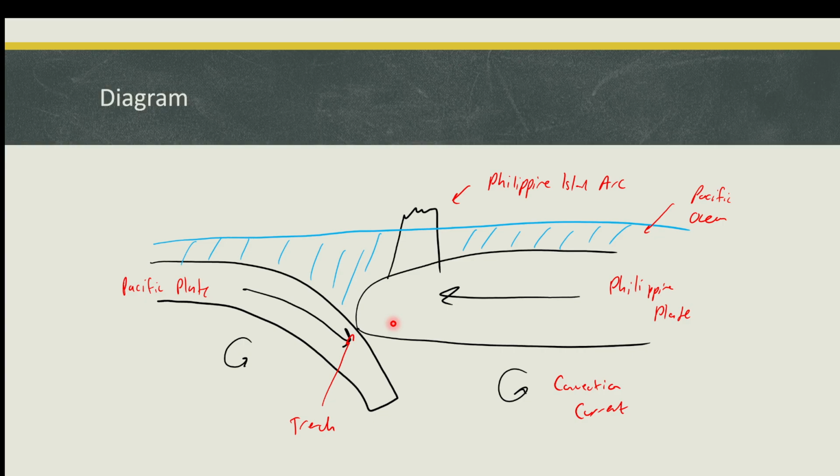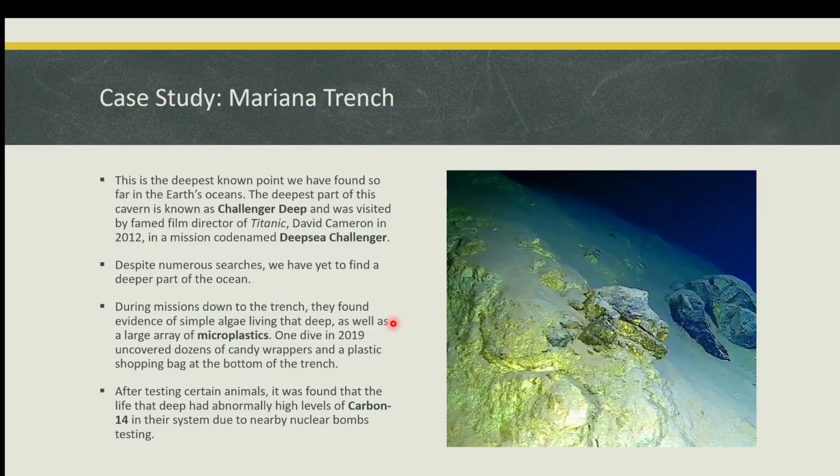Now, as I said, we're going to be talking about the Mariana Trench as our case study. It's the deepest known point we've found so far in the Earth's oceans. This isn't it, by the way. This is just what the seafloor looks like. The deepest part of this trench is known as Challenger Deep and was visited by the director of Titanic, James Cameron, in 2012 in the Deepsea Challenger mission. During missions down to the trench, they found evidence of simple algae, tiny microorganisms, as well as microplastics. One dive in 2019 found candy wrappers and a plastic shopping bag at the bottom of the trench.